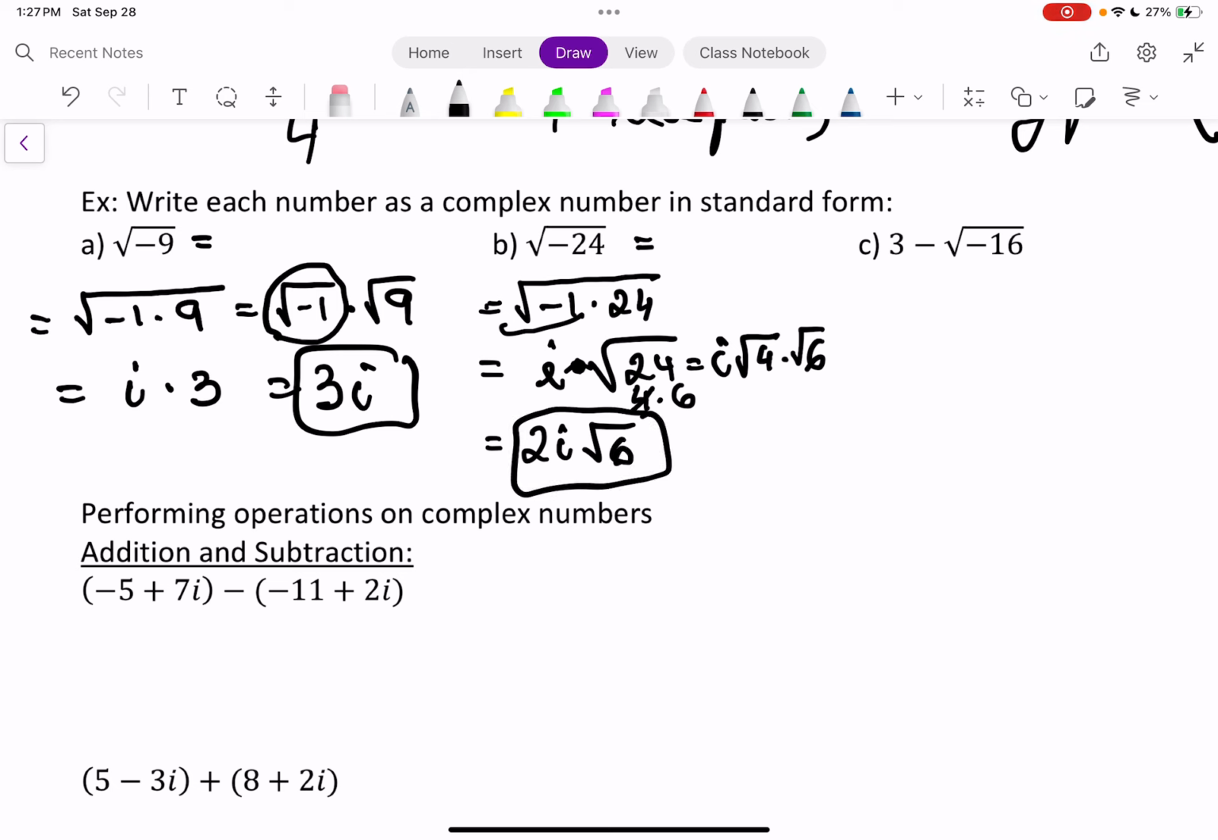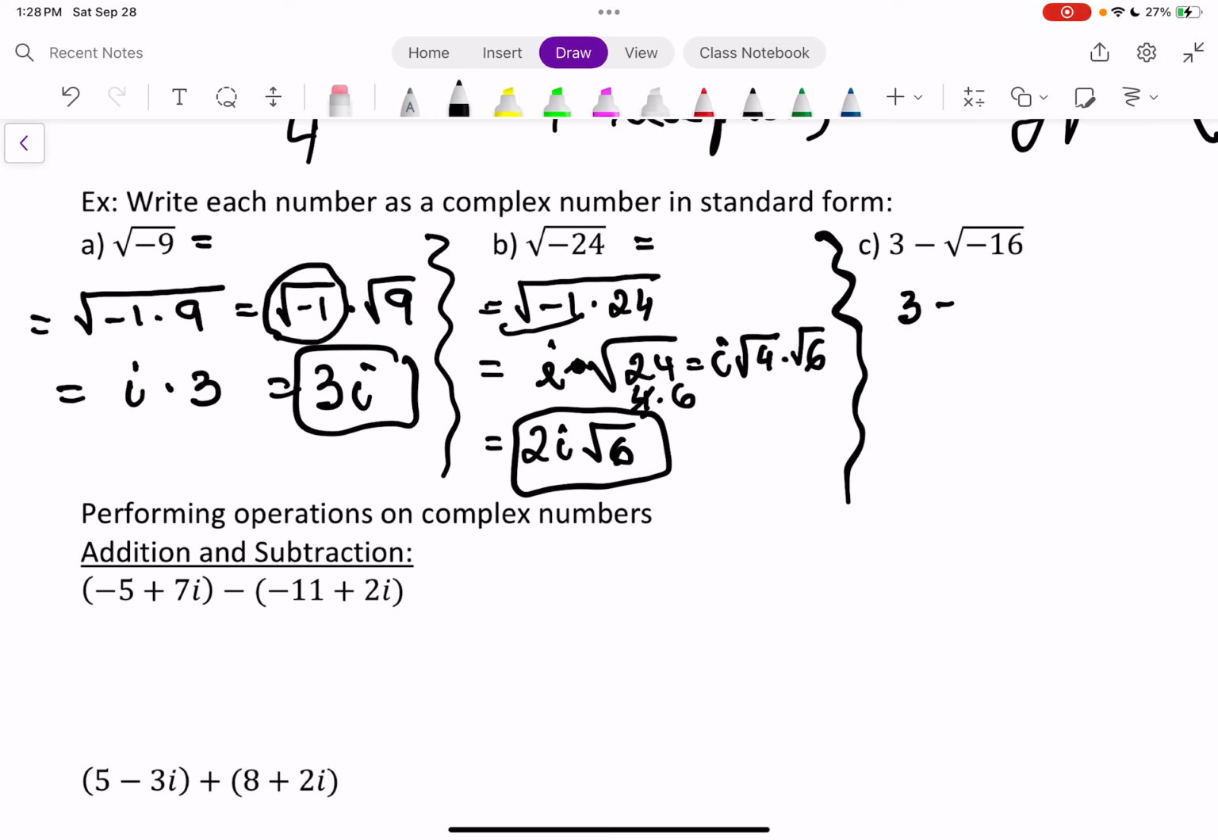Now, if this freaks you out, don't worry. You may leave the answer simply as i times the square root of 24. You don't need to simplify the radical part. That's not nearly as important as recognizing that you're dealing with a complex number, and therefore that negative number inside the square root has to make its way out as an i.